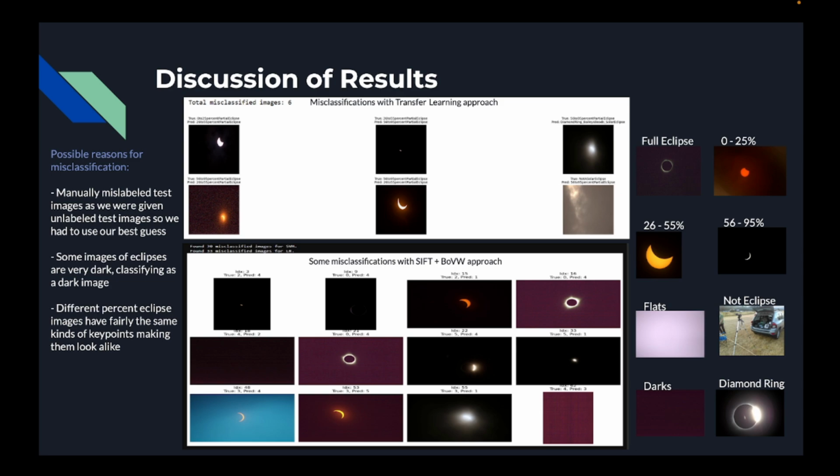A lot of the manually mislabeled tests, a lot of images were mislabeled test images, as we were given unlabeled test images, so we had to do our best guess. Some images of the eclipse are very dark, classifying as dark images. Different percentage eclipse images have fairly the same kind of key points, making them look alike.